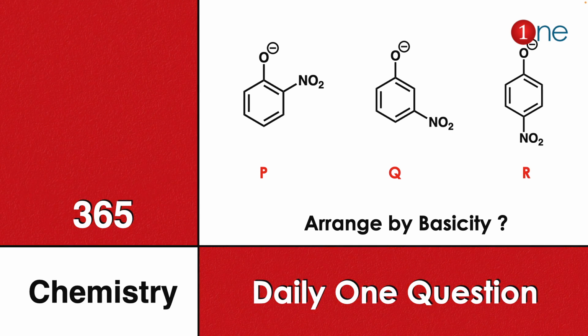Daily one question for you. Here three different anions are given. P is orthonitrophenol, Q is metanitrophenol, R is paranitrophenol. You have to arrange all these three phenoxides by their basicity.